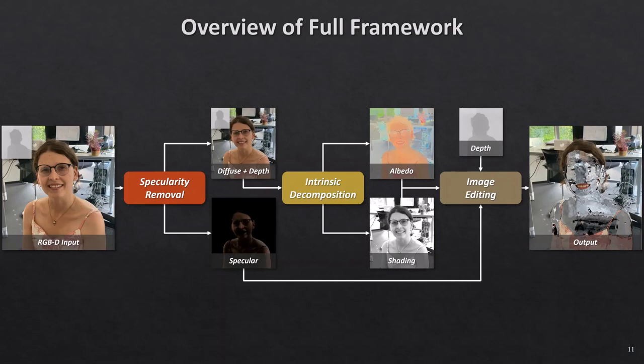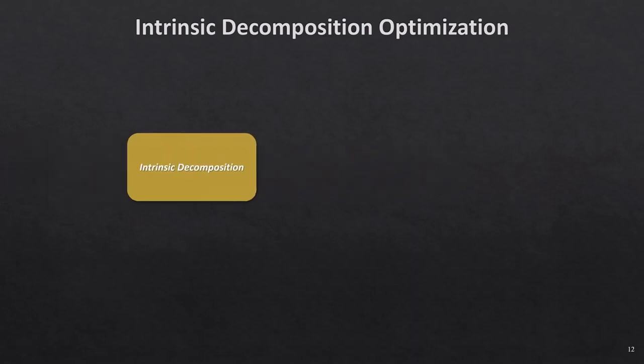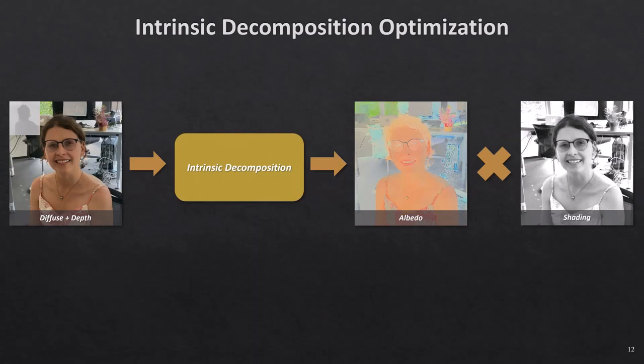After the pre-processing step of specularity removal, we perform a depth-based intrinsic decomposition optimization. For this purpose, we minimize the following energy function. The data term ensures that the diffuse image is expressed as the product of albedo and shading. The retinex albedo term performs edge-preserving smoothing of albedo, while the retinex shading term enforces local shading smoothness using depth data. We regularize albedo in L1 fashion by using an efficient iPiano optimization solver. The whole energy is minimized iteratively, which is suitable for a low memory environment. This optimization decomposes the diffuse image into albedo and shading layers.